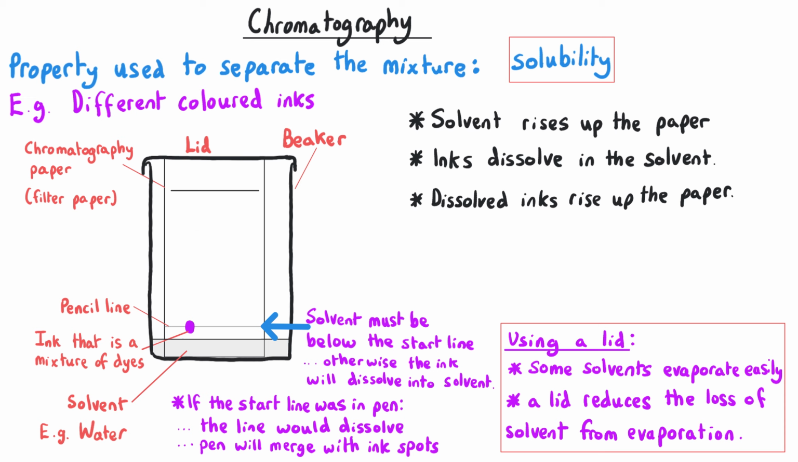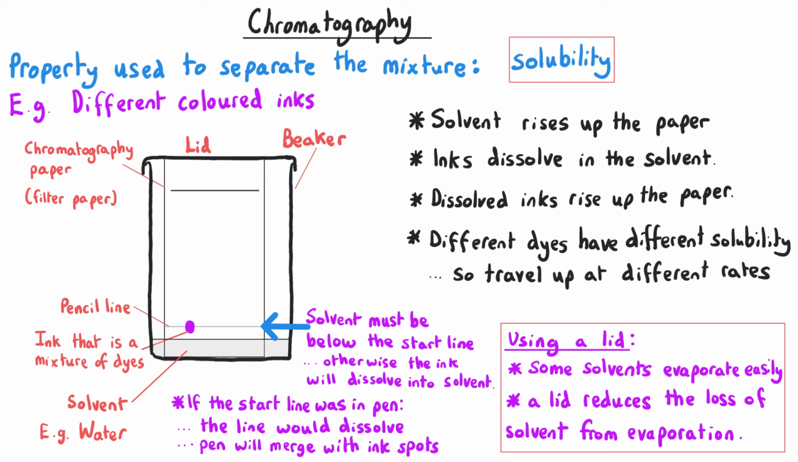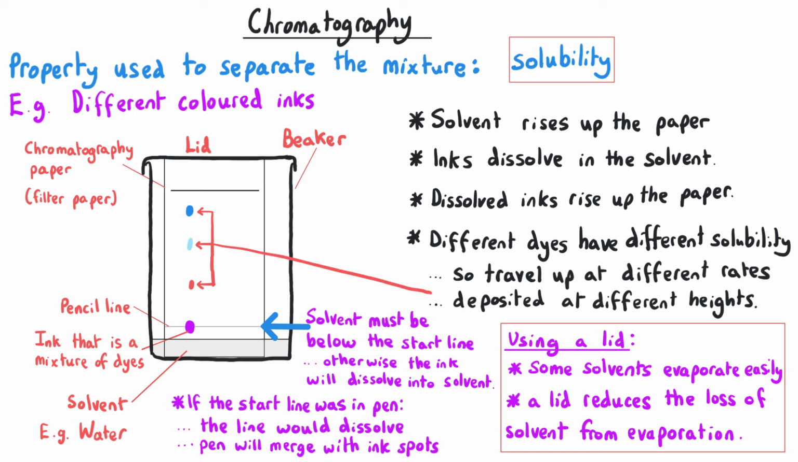What we will see happening is the different dyes that make up the ink will travel up the paper at different rates. And so eventually those inks will separate out and form spots. And these spots will travel up the paper and finish in different places.